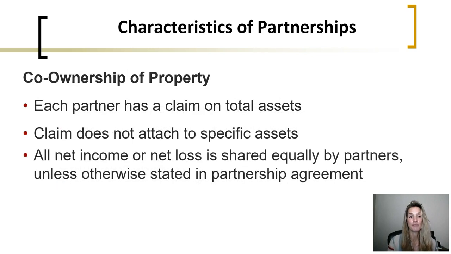Co-ownership of property means each partner does have a claim on the assets of the business. The claim does not attach to specific assets, it's just in total. All net income or net loss is shared equally by partners, unless there is some other partnership agreement stating that the division of net income will be different than equal.